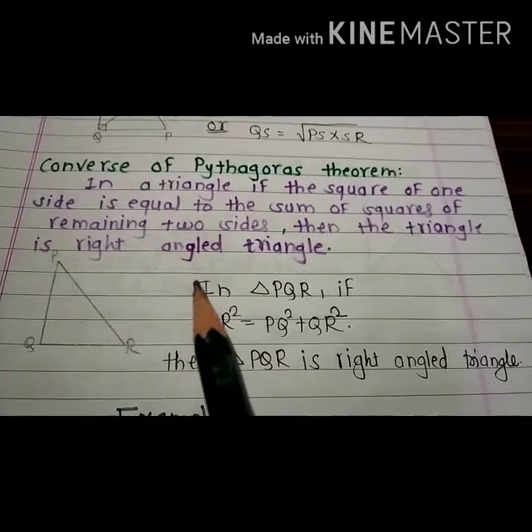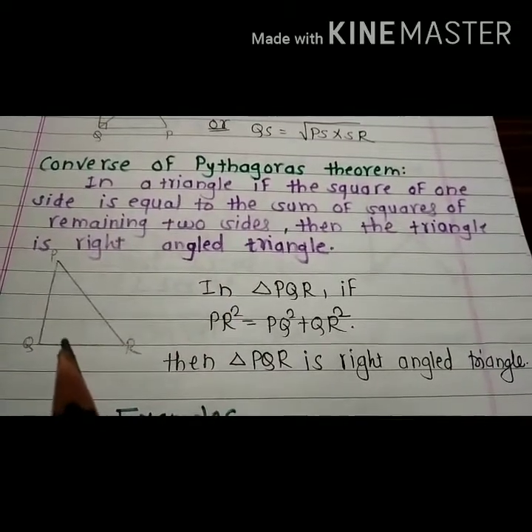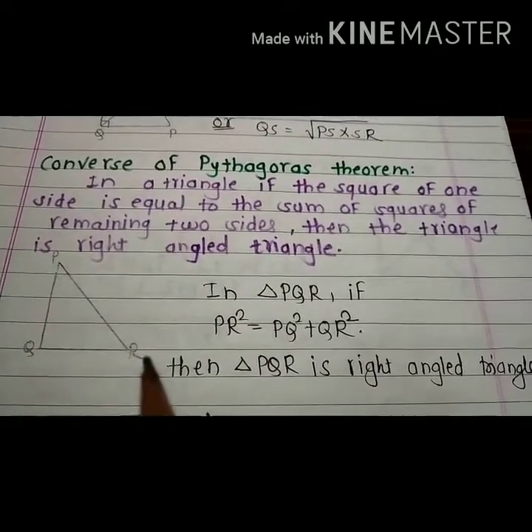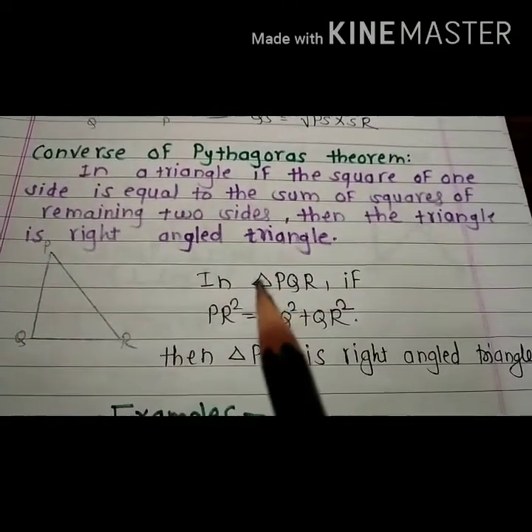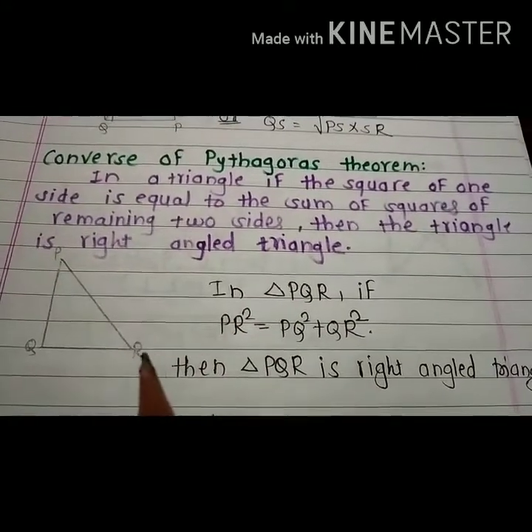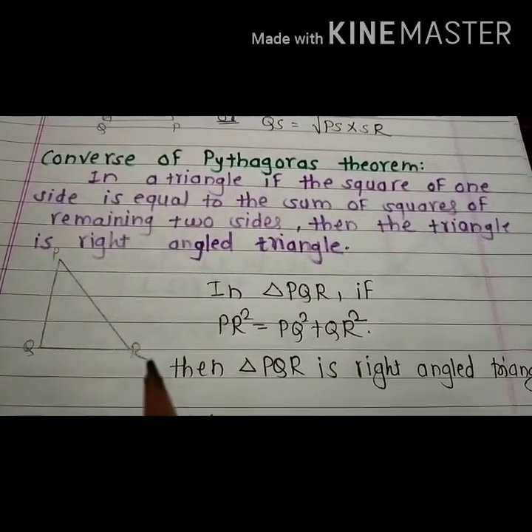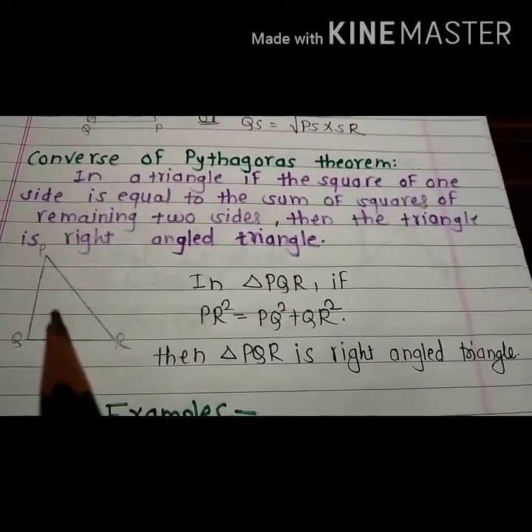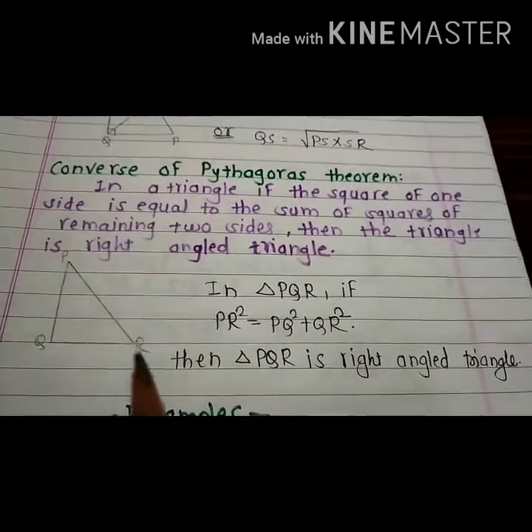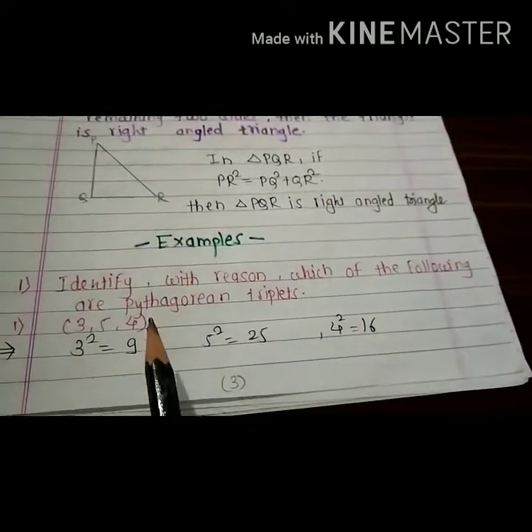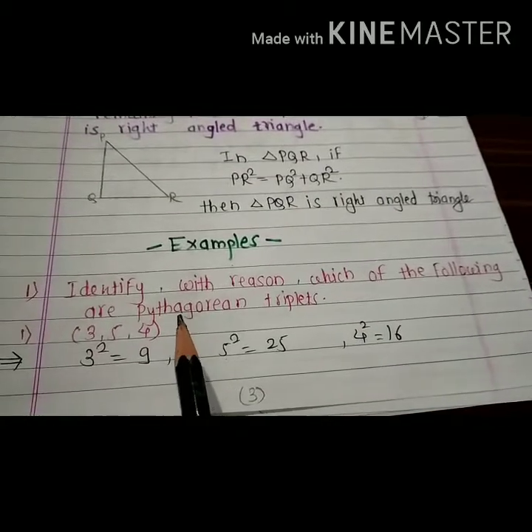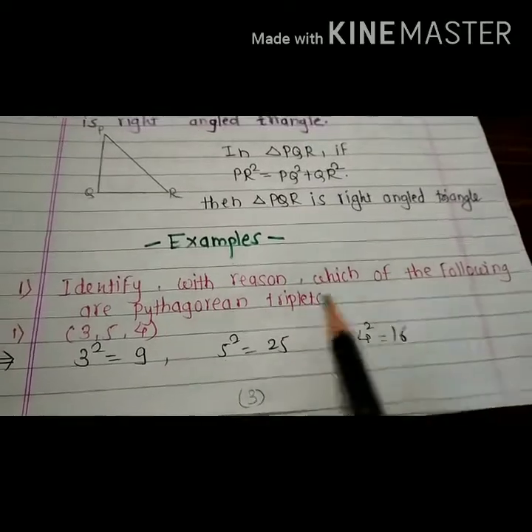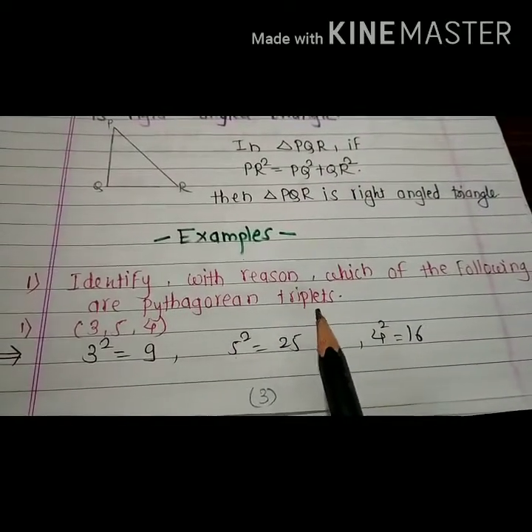Keep in mind, if the triangle is right angled triangle, then PR square is equal to PQ square plus QR square, and its converse is if PR square is equal to PQ square plus QR square, then triangle PQR is a right angled triangle. Now we will discuss the examples which are based on these properties. First example is identify with reason which of the following are Pythagorean triplets.